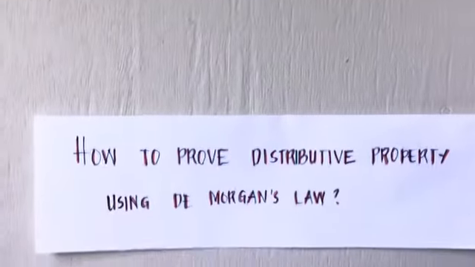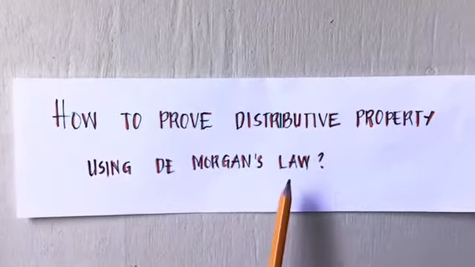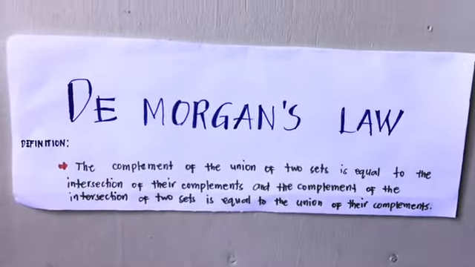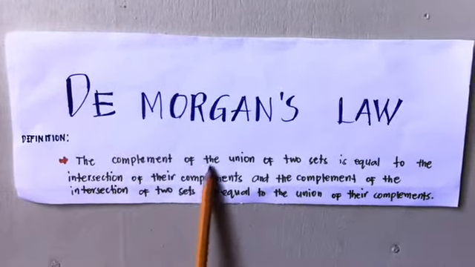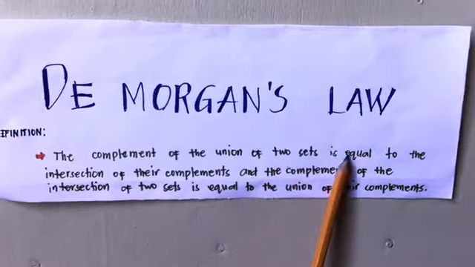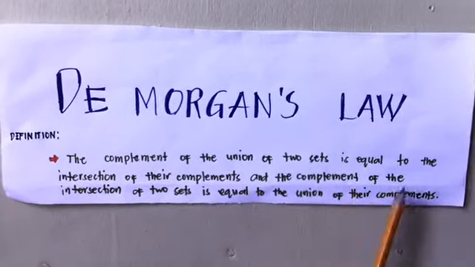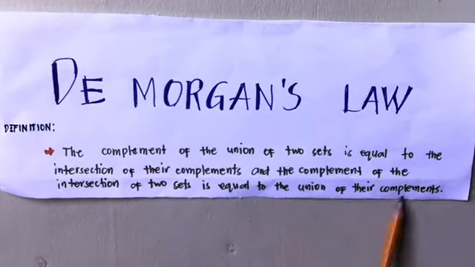Next, I am going to go over a proof problem, but before that, let's first answer this question: how to prove the distributive property using De Morgan's law? But before that, let's first define De Morgan's law. De Morgan's law says the complement of the union of two sets is equal to the intersection of their complements, and the complement of the intersection of two sets is equal to the union of their complements.